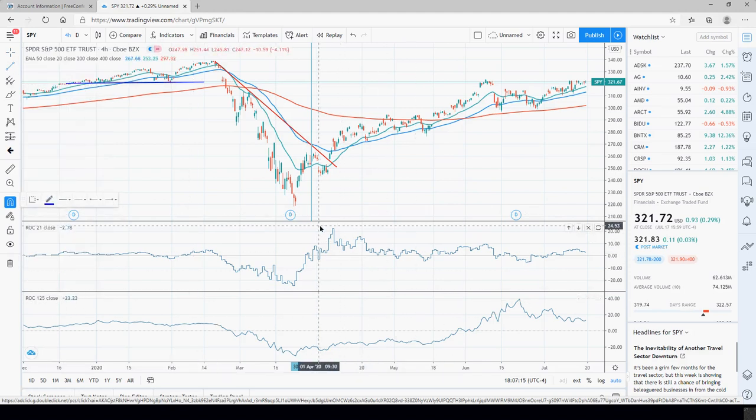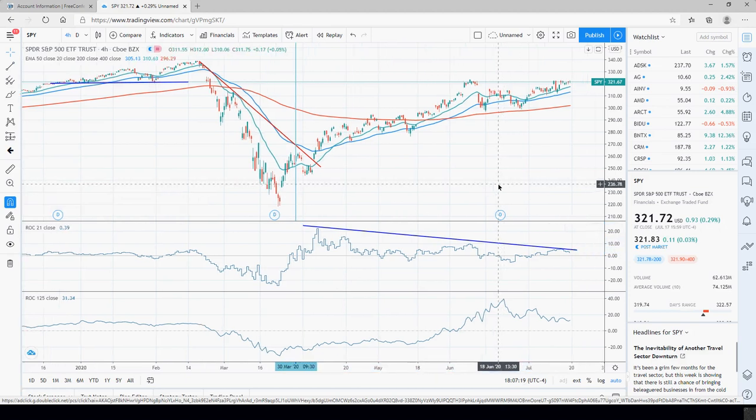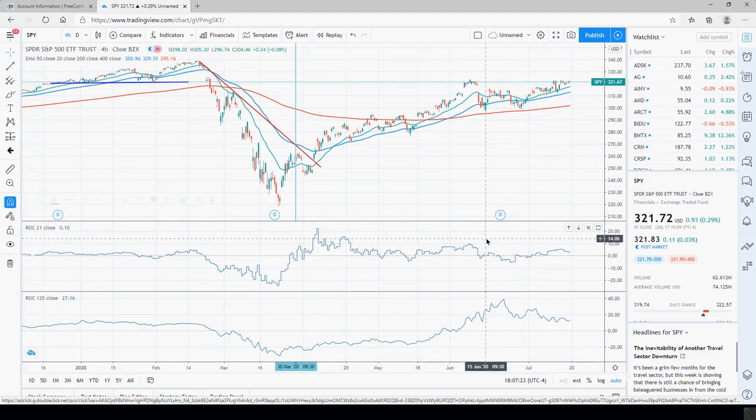It could be waning in the short term, but as long as it stays above, don't think too hard about it. It looks like the momentum is waning, but as long as it stays above, keep it simple for yourself: the market's positive.